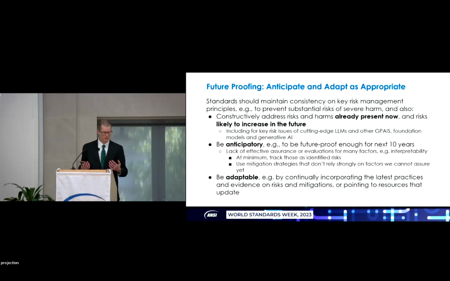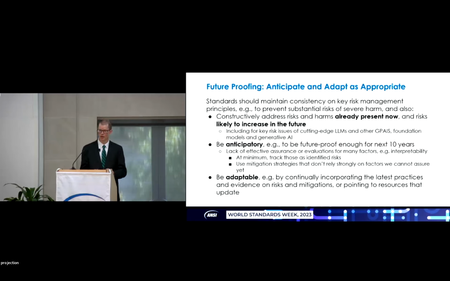So, I've talked a little bit about some of the challenges of writing and updating standards in this area for AI generally, and specifically for these technologies. How can we try to write standards that are appropriately future-proof, while still being actionable for industry and regulators and so on? Well, my recommendations include that standards should maintain consistency on key risk management principles, for example, to prevent substantial risks of severe harm, address risks that are already present now and that are likely to increase in the future, for example, of misuse or dual use potential.